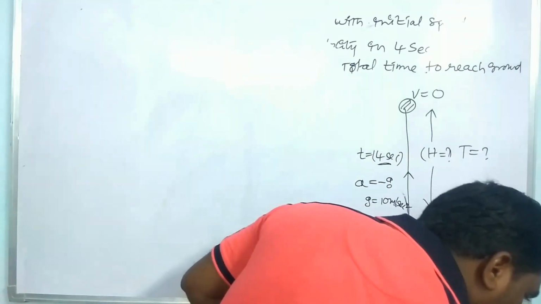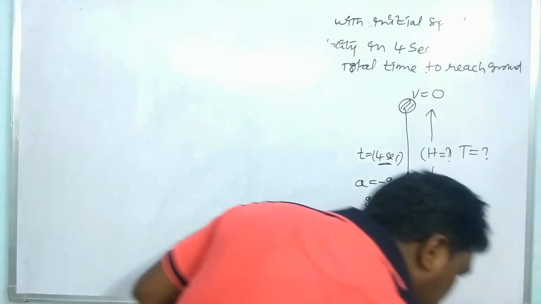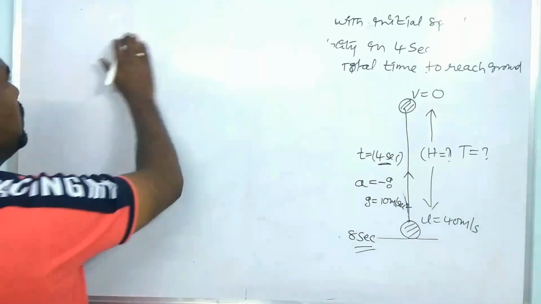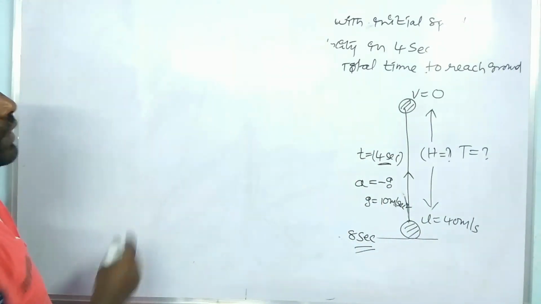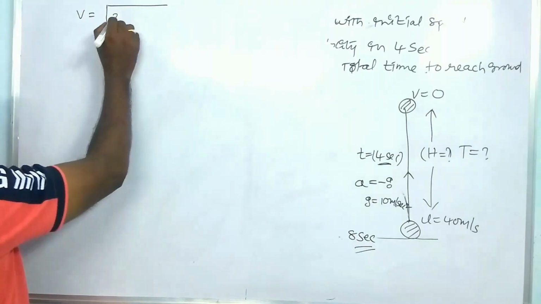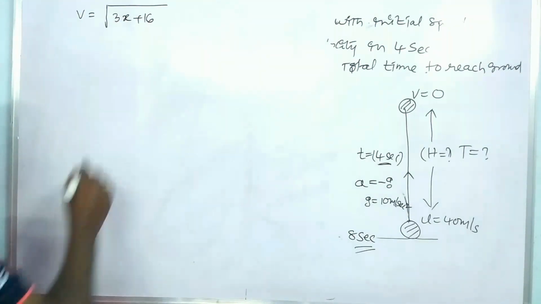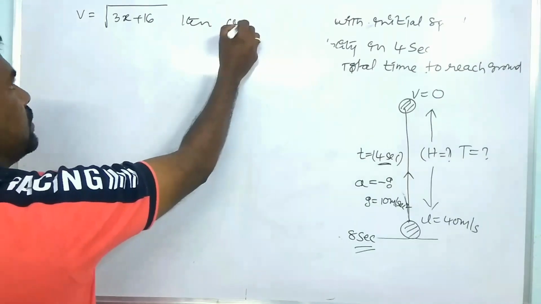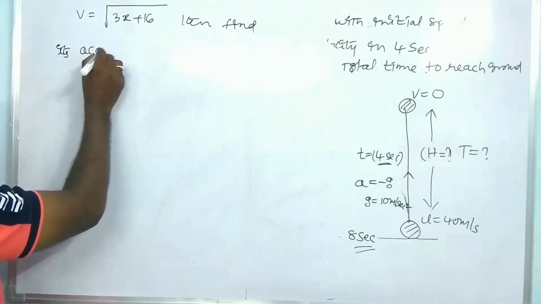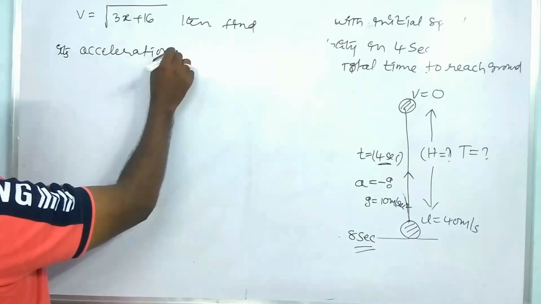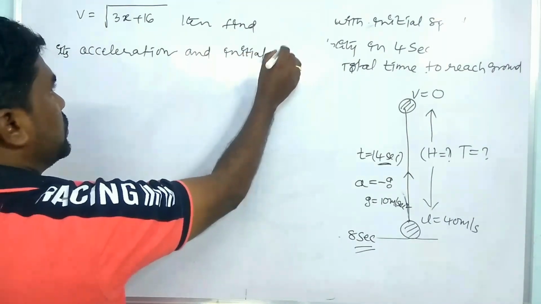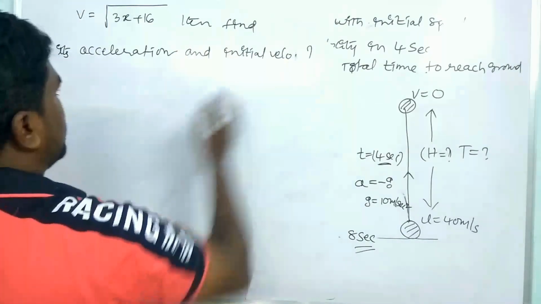The displacement x of a particle at any instant is given by, the velocity v is equal to under root of 3x plus 16. Then find its acceleration and initial speed, initial velocity.